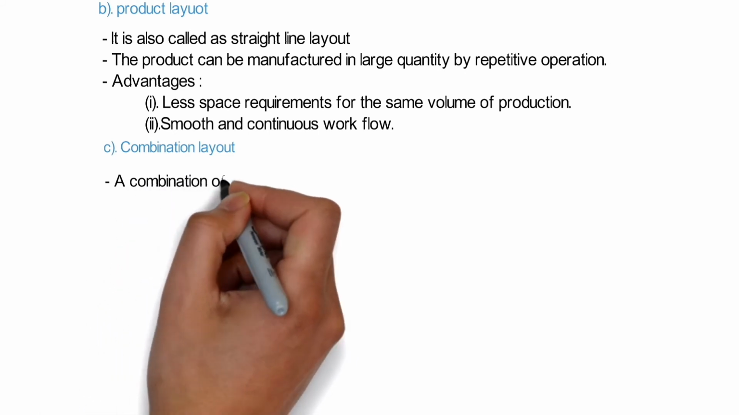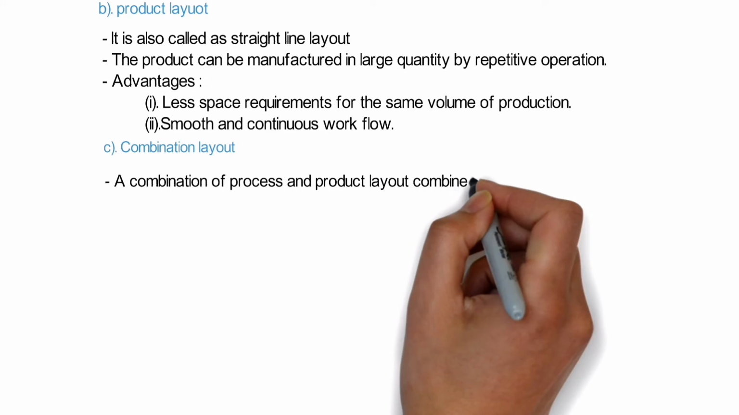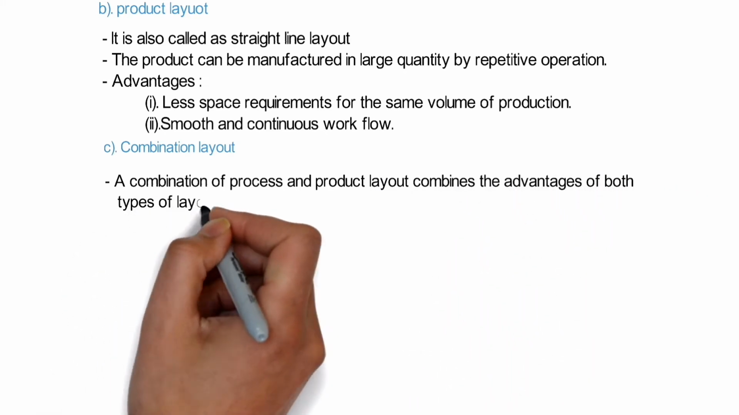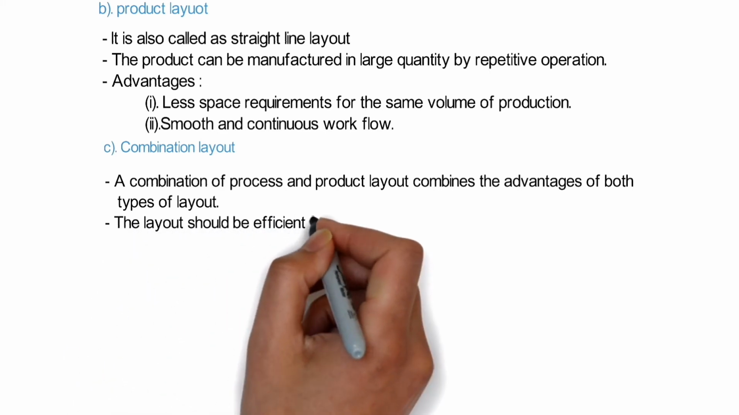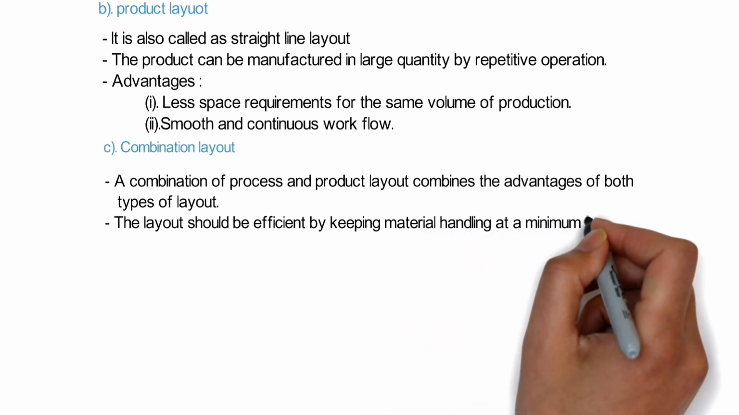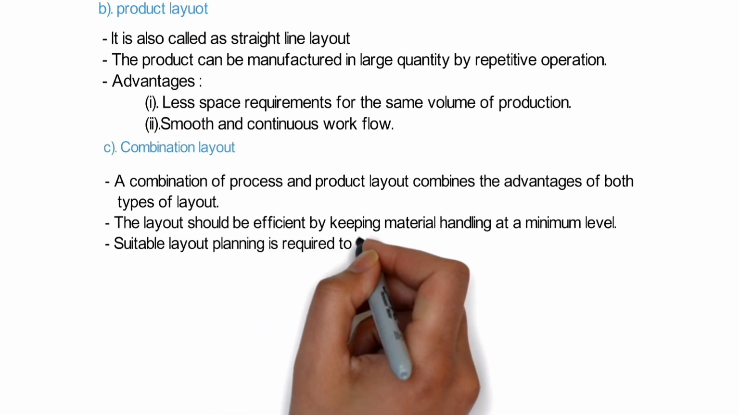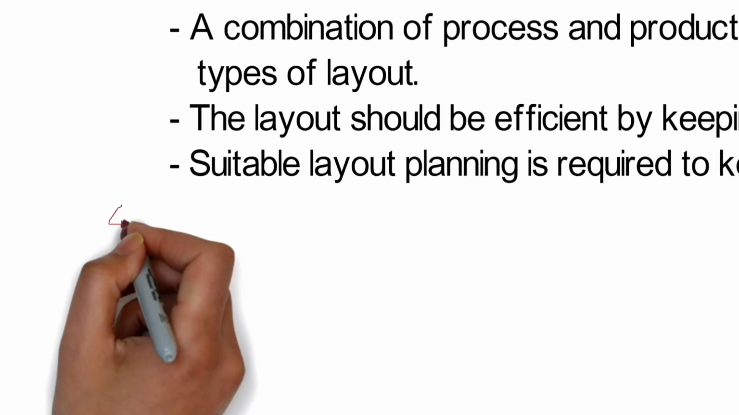We will discuss the third type, the combination layout. It is a combination of process and product layout that combines the advantages of both types of layout. This combination layout should be efficient by keeping material handling at a minimum level. So suitable layout planning is required to keep the cost of the product minimum.